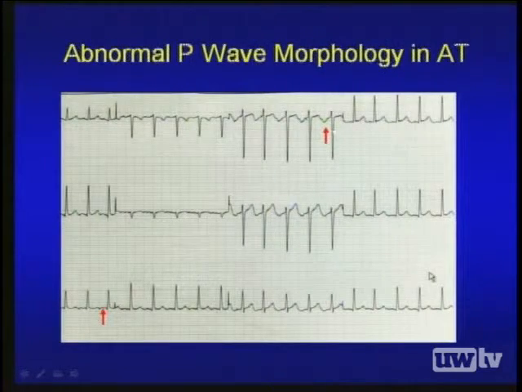Atrial tachycardias at slower rates are a little bit more easily identified in terms of the P wave morphology. In this example, you can see that there's a deeply negative P wave in lead V1 that remains negative throughout most of the precordium until it transitions to an isoelectric P wave in the far lateral precordium. Also in the inferior leads, the P wave is flat, which would not be consistent with the normal P wave morphology.